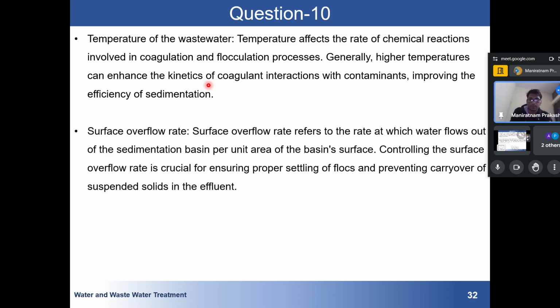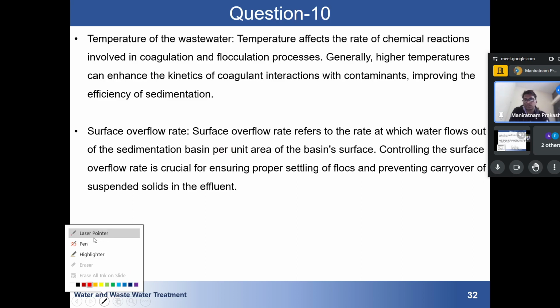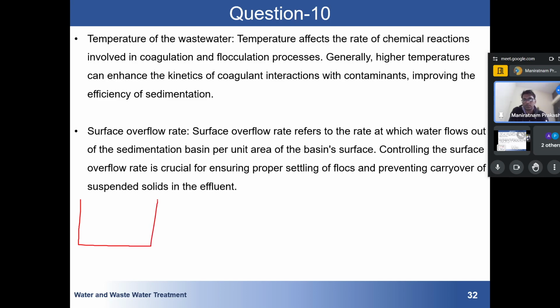Surface flow rate. So remember what the surface flow rate is? Surface flow rate that I have discussed with the help of one diagram. Surface overflow rate, also referred to as SOR. Remember this thing. Remember the surface overflow rate. I am not talking about this direction. Okay, now I am talking about this direction.